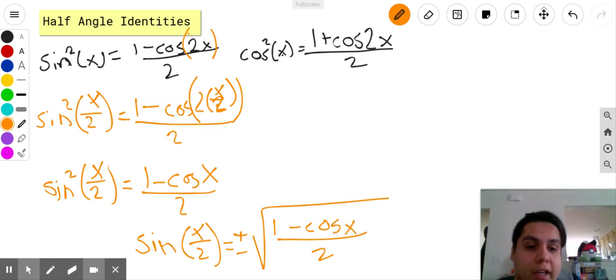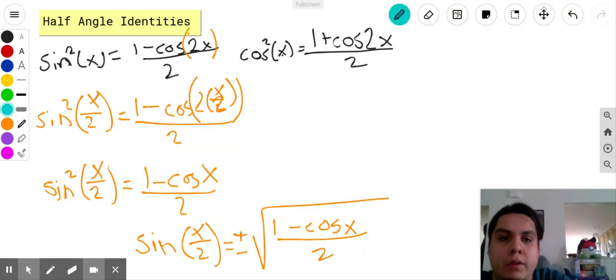Right, so if I see sine of x divided by 2, I can replace it with this. We'll talk about how to handle the plus or minus in a little bit. And it's going to be a callback to something else. So if that's what I did with sine, I'm going to go ahead and try and do the same thing with the cosine.